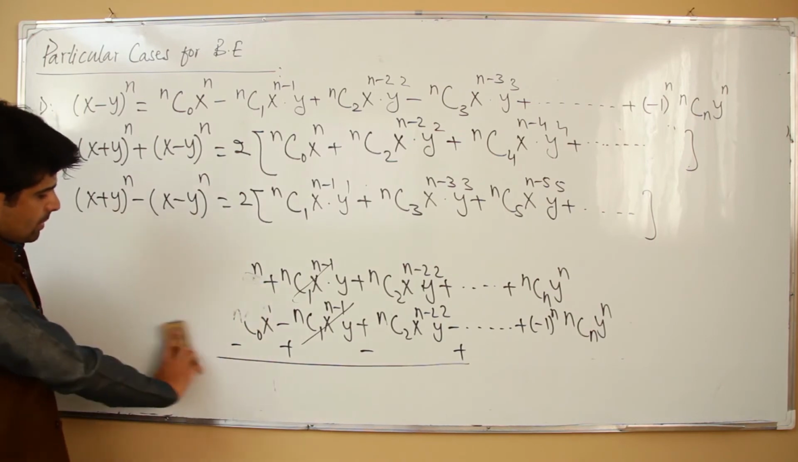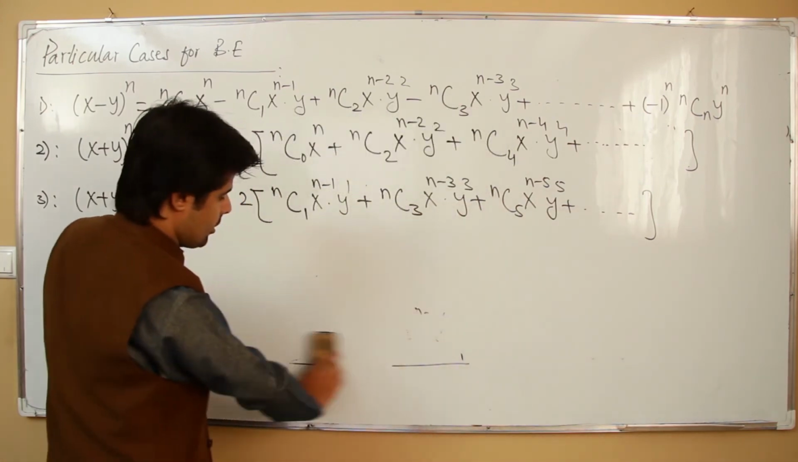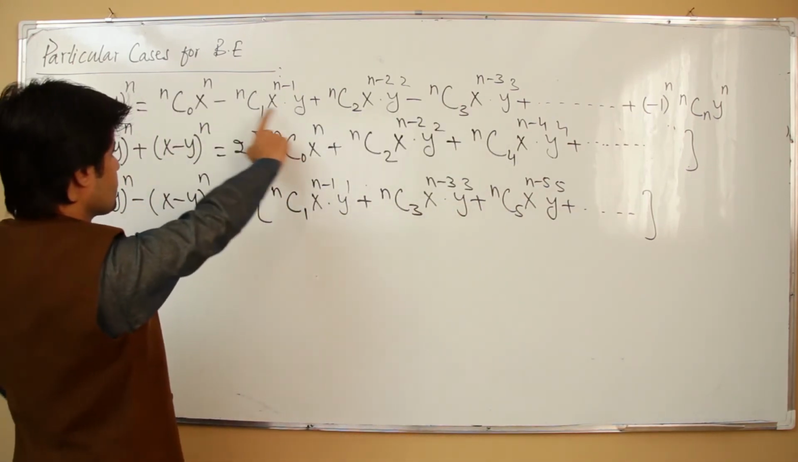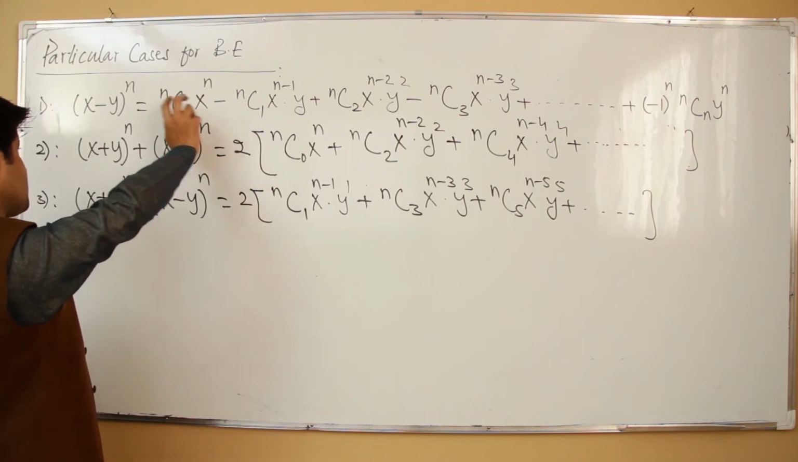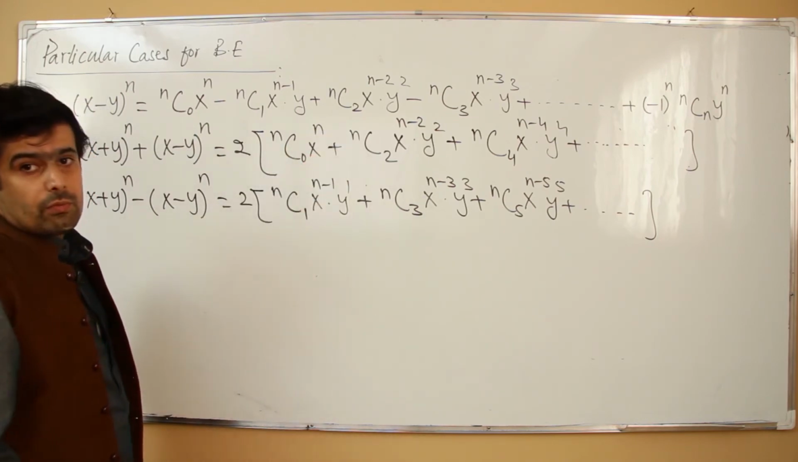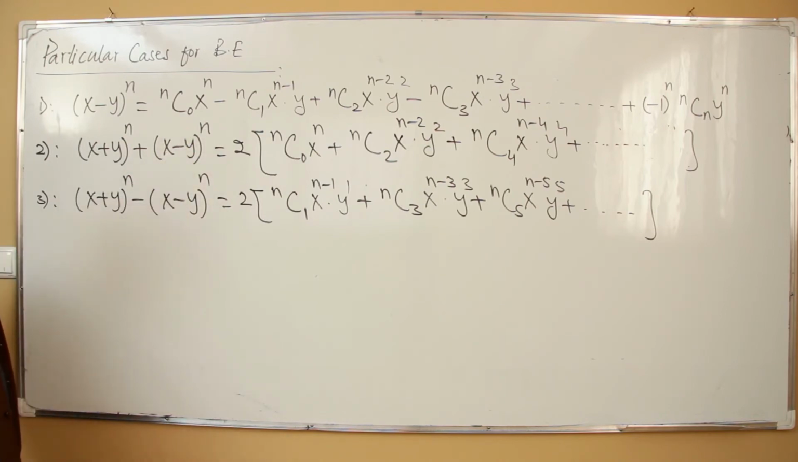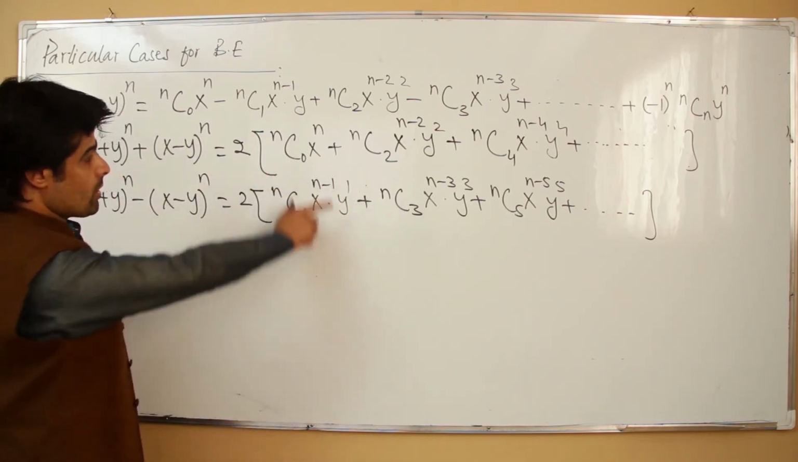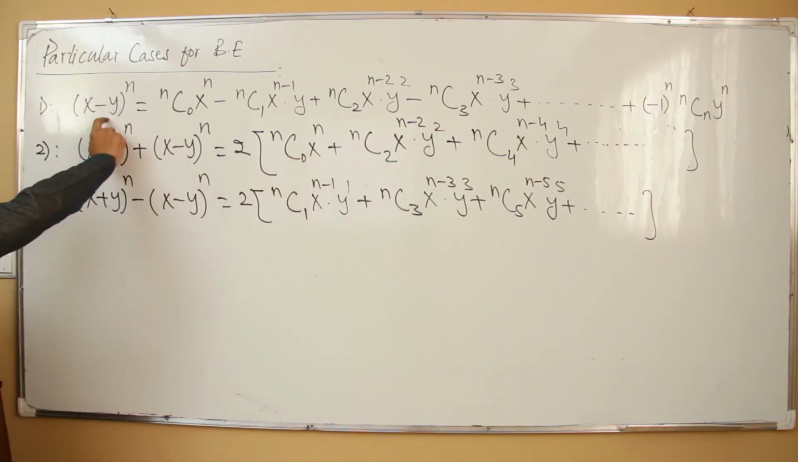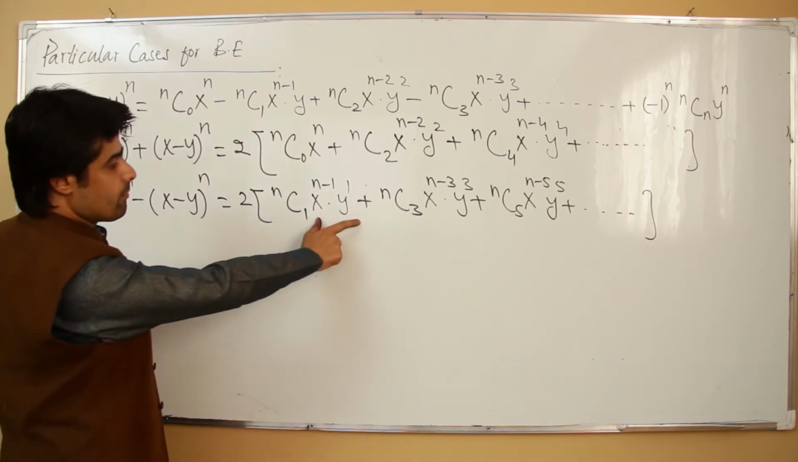We have some particular cases for the binomial expansion. For (x − y)^n, you can use this formula. It's the same as with the plus, but the signs alternate: positive, negative, positive, negative. If you want to find (x + y)^n + (x − y)^n, you can use this formula. Where did you find this formula? Just by adding this equation to the first one. If you want to find (x + y)^n − (x − y)^n, this is the formula.